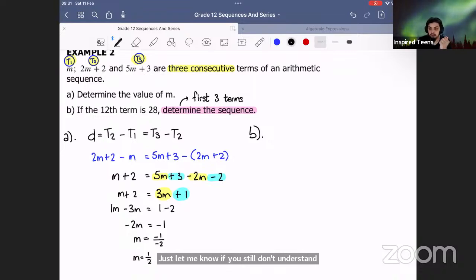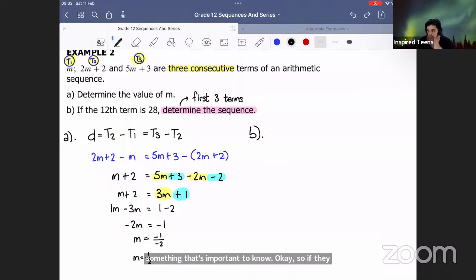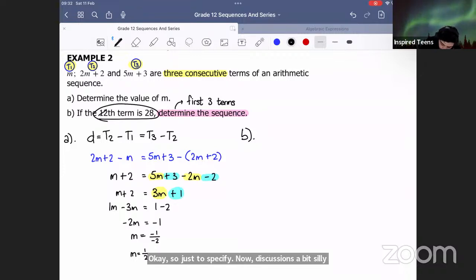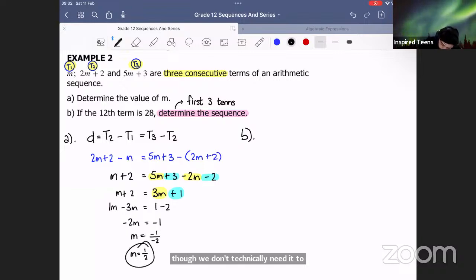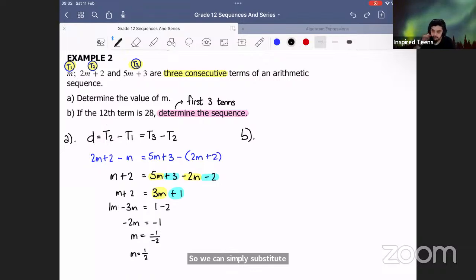YouTube chat. Okay, so determine the sequence means first 3 terms. General term means Tn. That's something important to know. If they say determine the sequence, you're not giving Tn itself. Just to specify, this question is a bit silly because they're giving us other information, even though we don't technically need it to determine the sequence, because we have M, so we can simply substitute M in there and get the first 3 terms. Nevertheless, let's just do it.